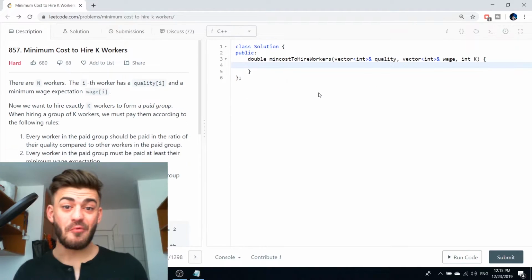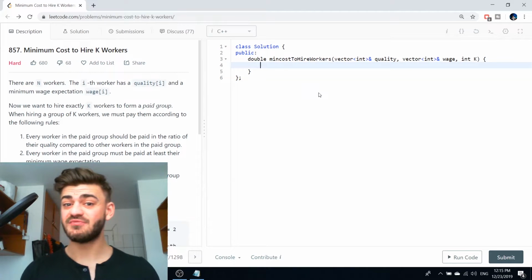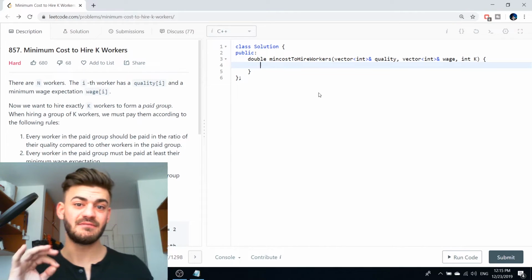Let's write the code for it now. We are initially given the vector of qualities, the vector of wages, and our k. And as we said, we are going to redefine those workers as being X and quality.